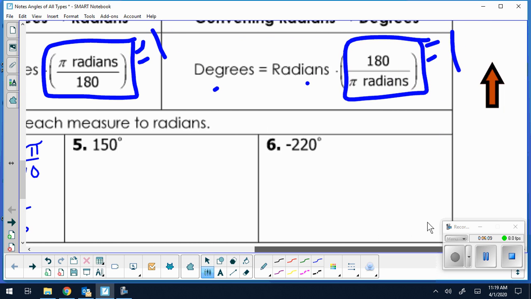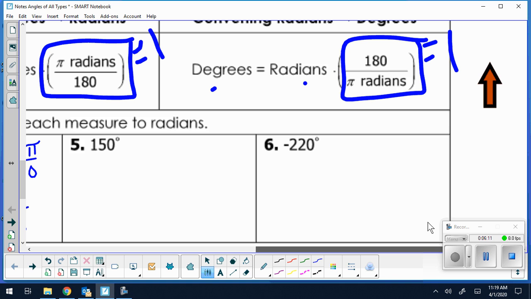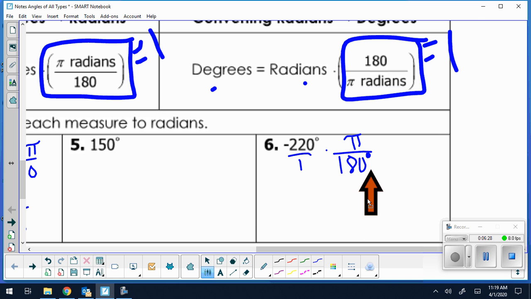I'm going to do the negative 120. Or, sorry, negative 220. So 220 degrees. I'm going to do the same thing. Put it over 1. I want the degrees to cancel, so the 180 is going to go in the denominator. So the pi is going to go in the numerator. Again, this fraction right here equals 1. That's why this is legal, because it equals 1. I'm multiplying by 1.